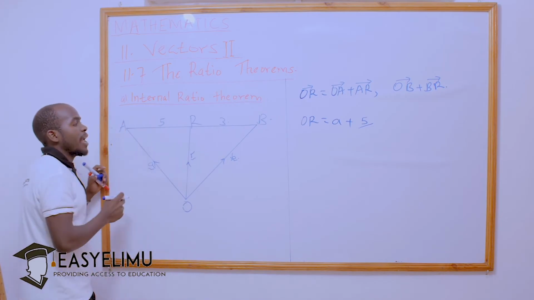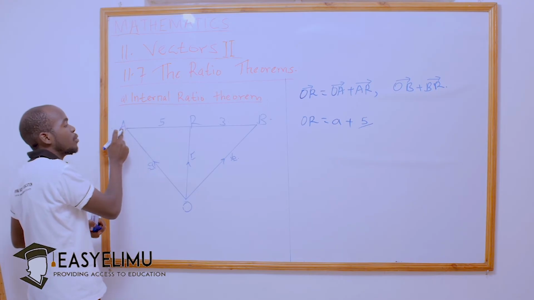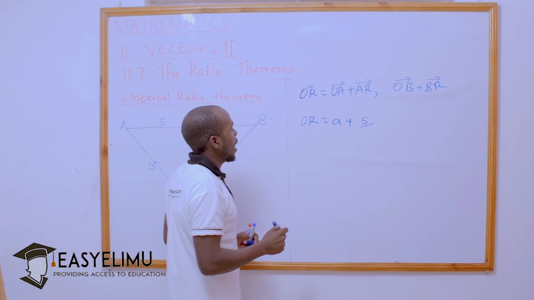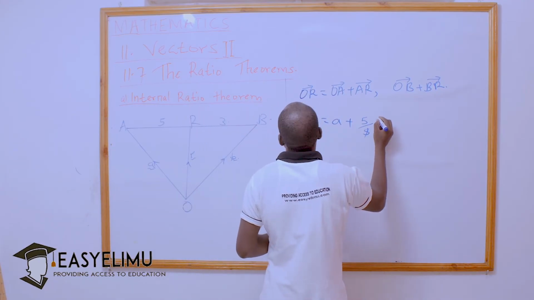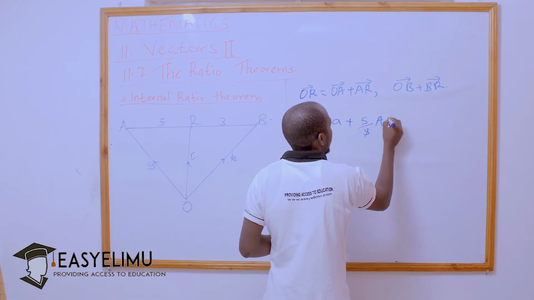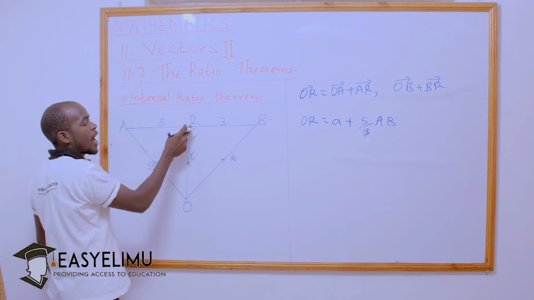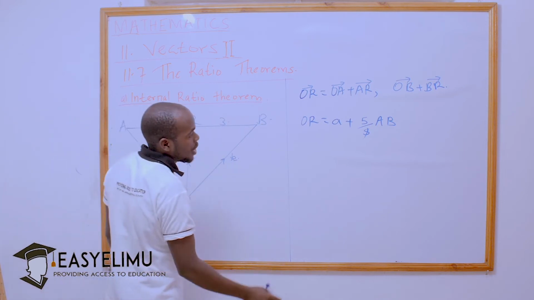But AR, we have been told, is 5. R is dividing line AB in the ratio 5 to 3. So meaning, if we want to find the part from A to R, we need to take 5 over the total ratio of the line, and the total ratio is 8. Then we multiply by the line AB, since we were coming from A to R. So it will be AB.